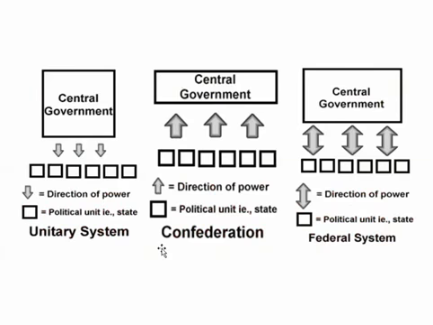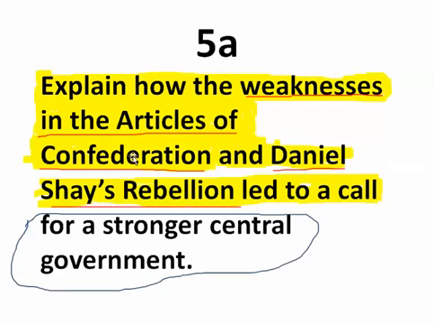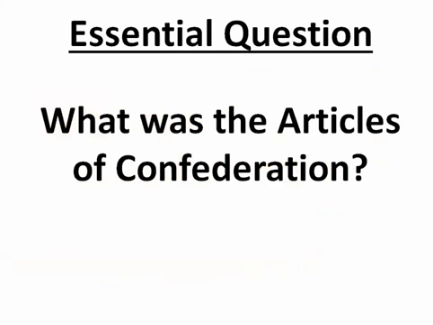So we create a government in a unitary system where power only comes from the central government to the states, and then the power, local sovereignty, comes from 13 different areas in a confederation. It creates a weak league of friendship. And then in the federal system, we have shared power both ways. Okay? And then explain how the weaknesses in the Articles of Confederation and Daniel Shays' Rebellion both led to a call for a stronger central government.